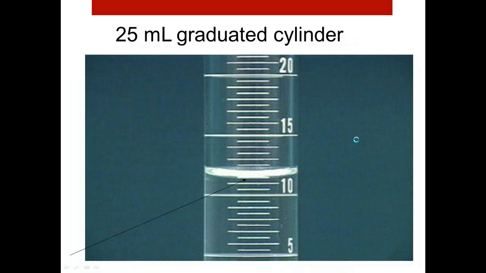Let's look at this graduated cylinder. This graduated cylinder is a 25 milliliter graduated cylinder. So here we have tick marks every 5. So let's see where we are here. We have these big ones. There's one right here underneath the liquid. So there's 1, 2, 3, 4, and then that would be 5.